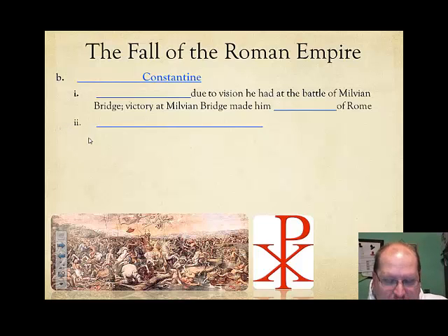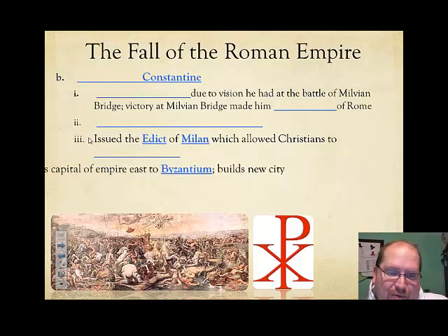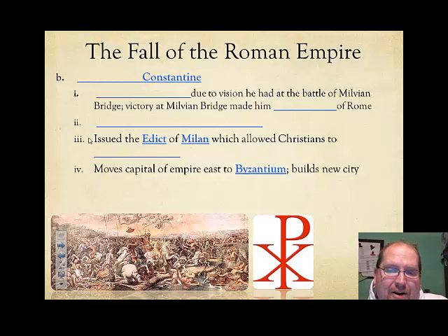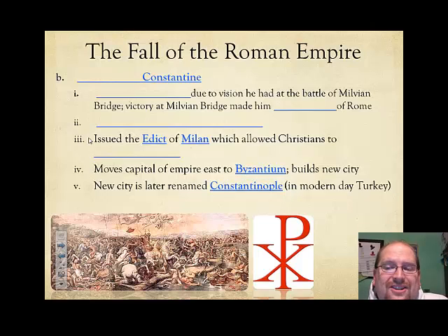Number 2 here, he was considered the first Christian emperor. He issued the Edict of Milan, which allowed Christians to worship freely. He decided to move the capital of the empire east to Byzantium and built the new city there. The new city was later renamed Constantinople, which is today in modern-day Turkey. It's kind of around where Istanbul is right now.